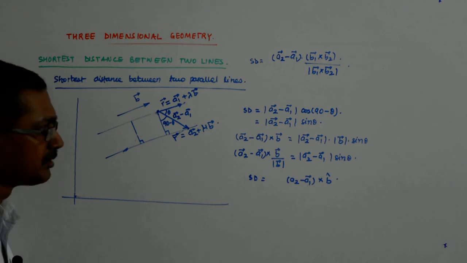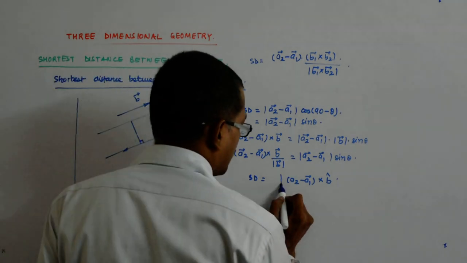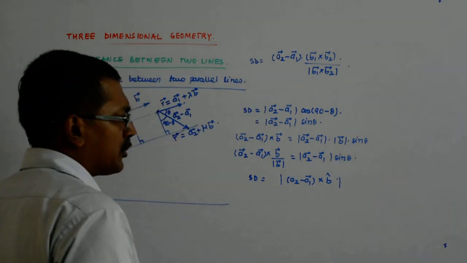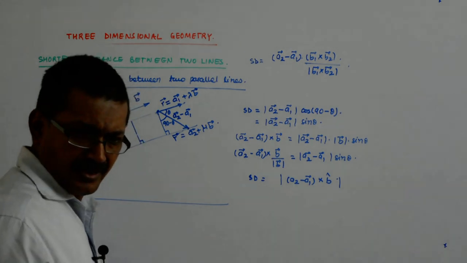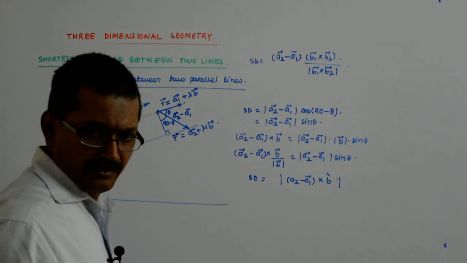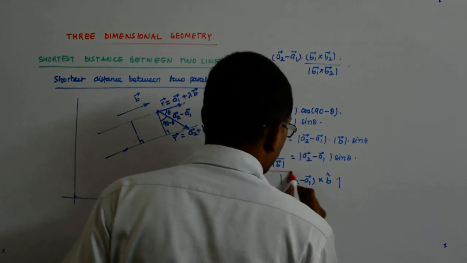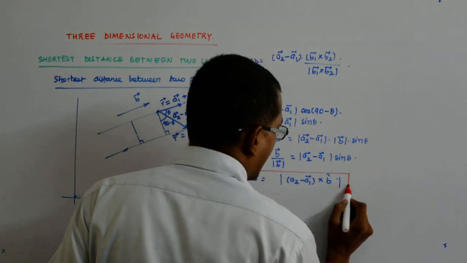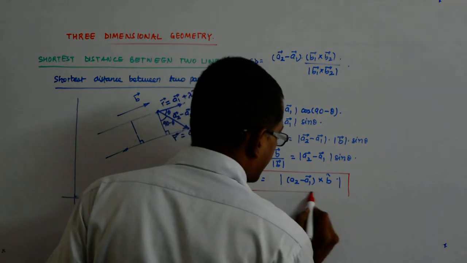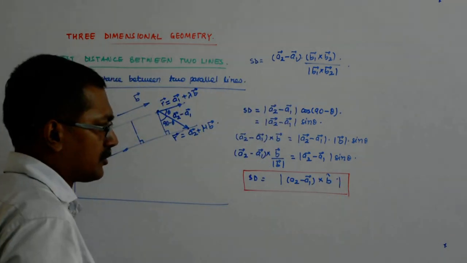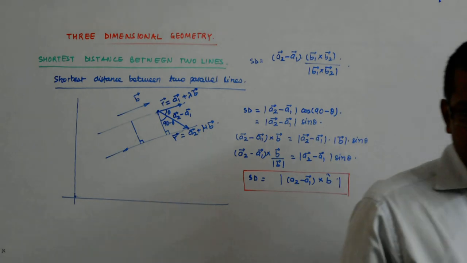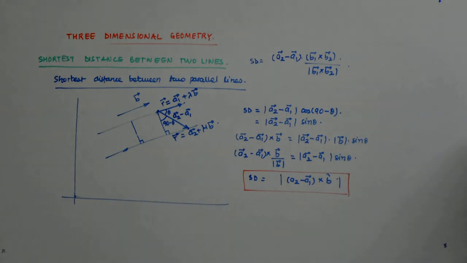And mod of that. You never know, because if you take this here and find out the value, you might get a negative value, but since it is a distance, it cannot be negative. So I always keep a mod in front of that, and distance is a scalar quantity, otherwise this would have been a vector. So that's why I take the mod of it, right? Simple.